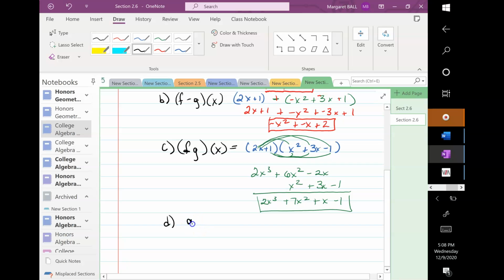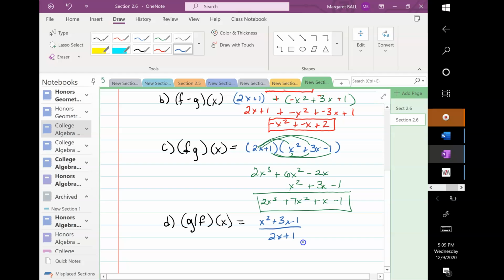Okay, so I'm going to go with G, and this is the only time you'll see me use slanted fraction bars. Divide it by f. That slanted fraction bar means divided by. A fraction bar of any sort means division. So what we're going to do is take the g function and divide by the f function. So you're going to take the g function, x squared plus 3x minus 1, and divide by the f function, which is 2x plus 1.